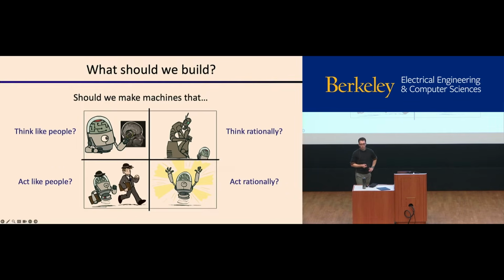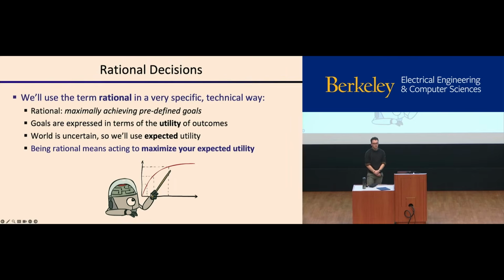This course will take the stance that this is the way to go about it, but there's reasons to be drawing on some of these other quadrants as well, which is why they're here. But in terms of rational decisions, rational actions, we'll be using that term really specifically. What we mean by rational is that we are maximally achieving predefined goals. And goals are expressed in terms of utility.